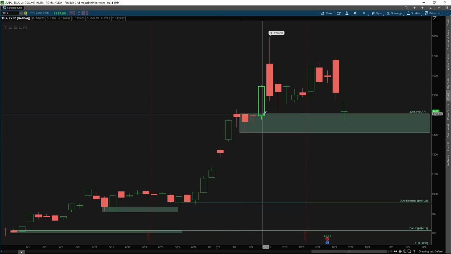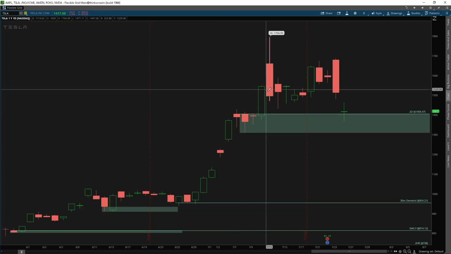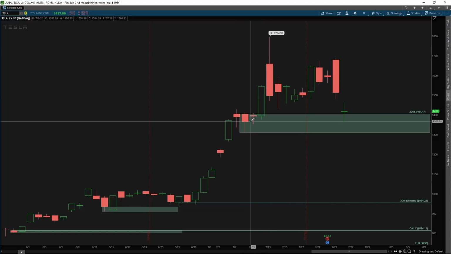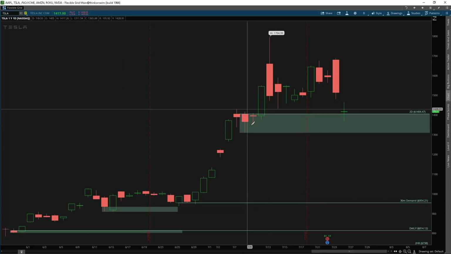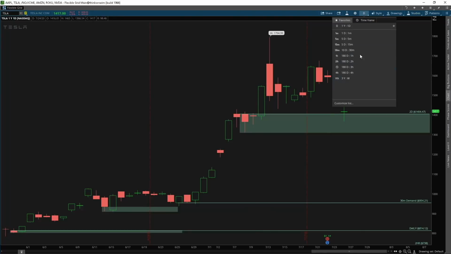Then, the next day we had that straight rally to the upside. The next day after that, another massive rally. So this right here caused about a 400-point move to the upside. This is a valid demand zone right here. So now, we have our demand to play off of.